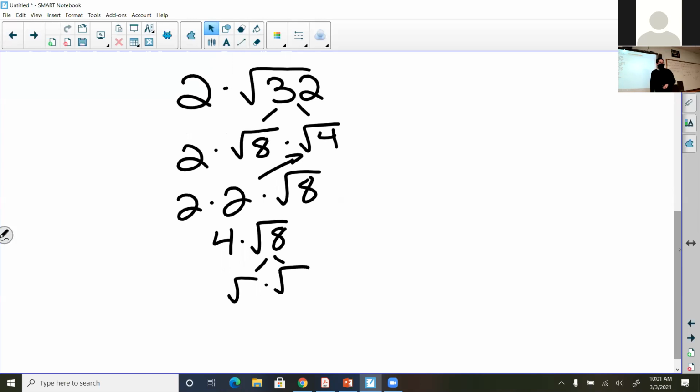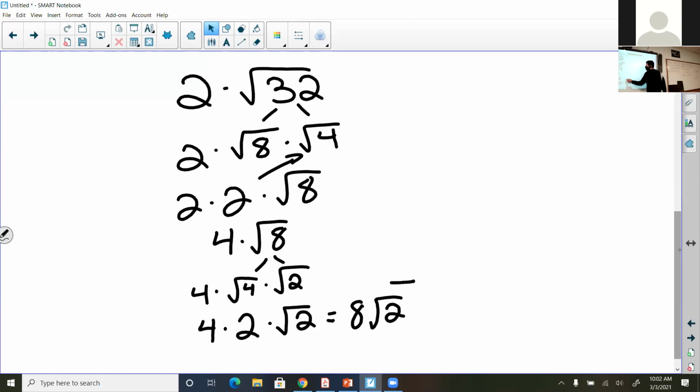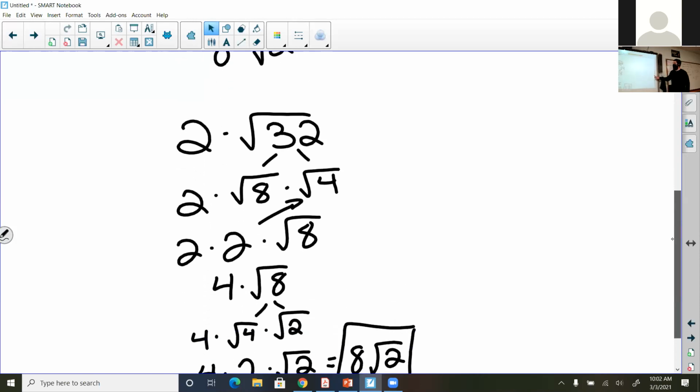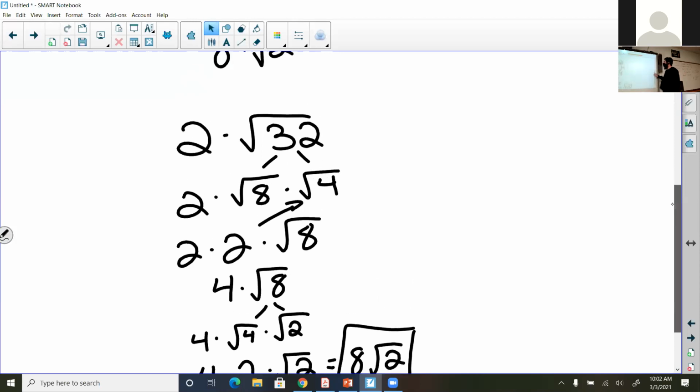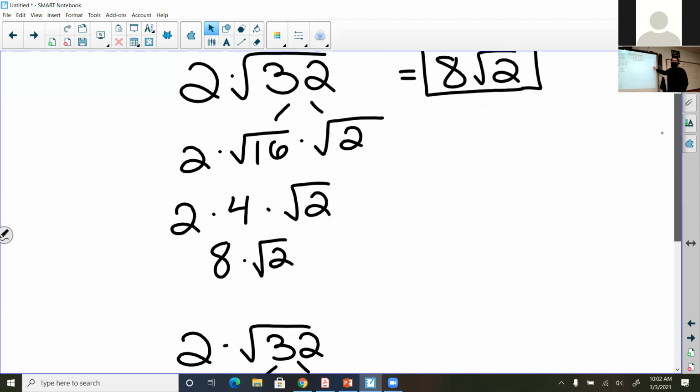What other perfect square goes into 8? Well, the square root of 4 times the square root of 2 is the square root of 8. And then what happens is I have 4 times 2 times the square root of 2, which is 8 square root 2. And that gives me the same answer that I had above. So there isn't a right and wrong way of breaking up your radicand. You can break it up any way you want as long as you are finding perfect squares that go into the radicand. Now, the first way we did it, we lucked out and we got 16 times 2.